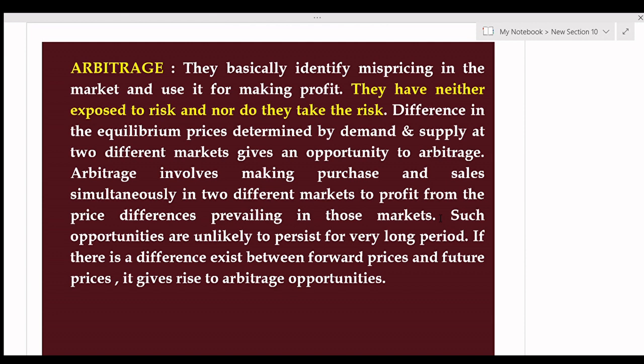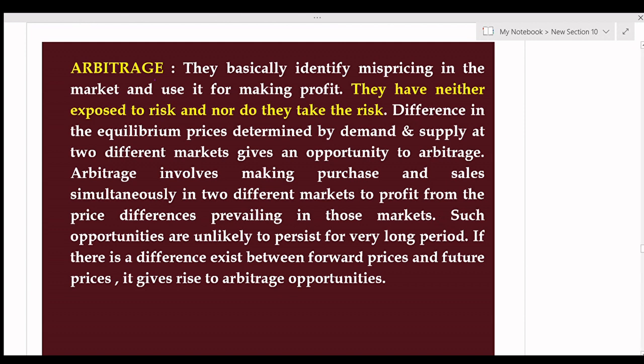Today is the 10th session. Last day I discussed long hedge, short hedge and speculator. Today I will discuss arbitrageur, the difference between forward contract and future contract, and solve some problems of future contracts. Now come to arbitrage.